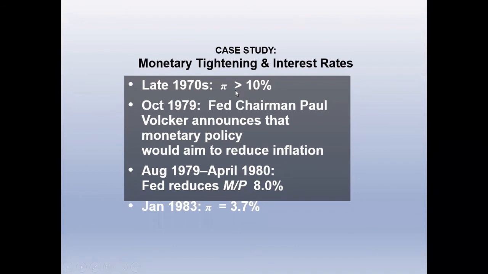This is the inflation. This bar represents the inflation. So the inflation was higher than 10%. I want to decrease it. What they did, they tried to decrease M over P. This is called real money supply. So they were targeting to decrease the money supply to reach 8%. And this is highly affected by 1983, and the inflation reaches 3.7.